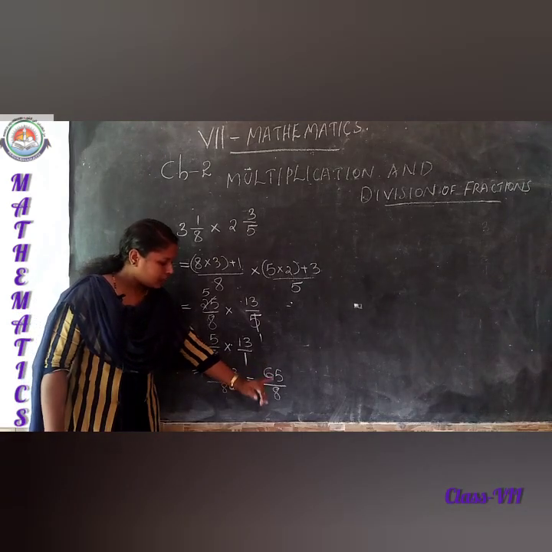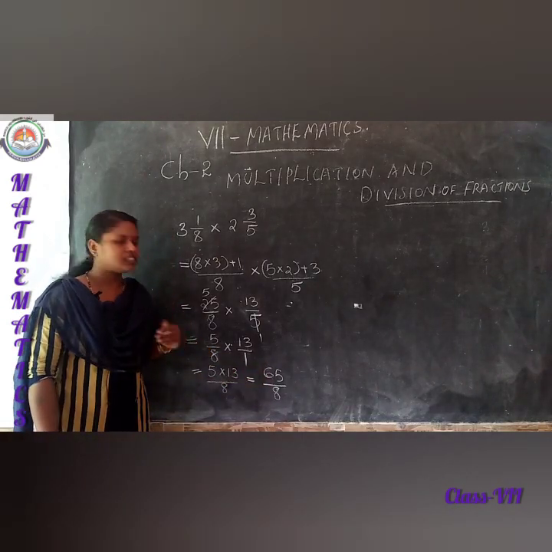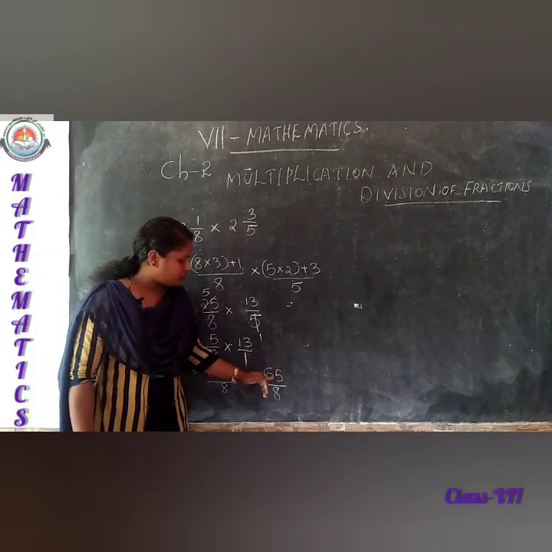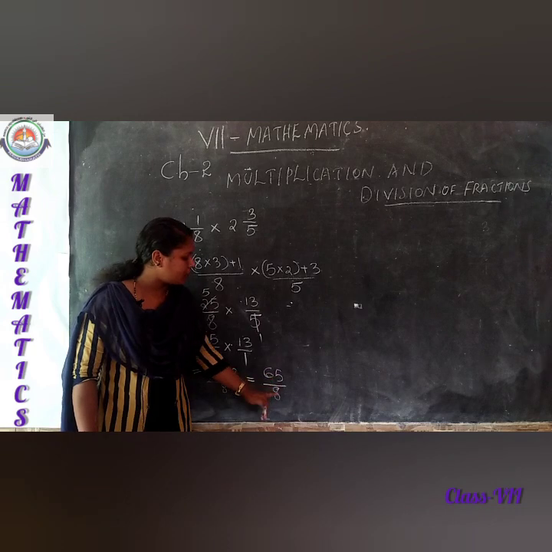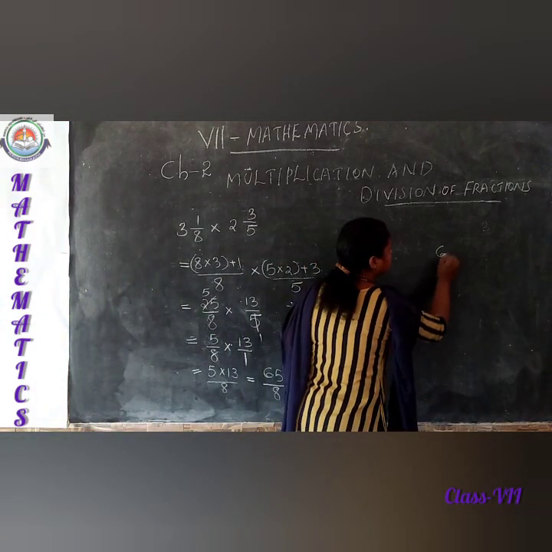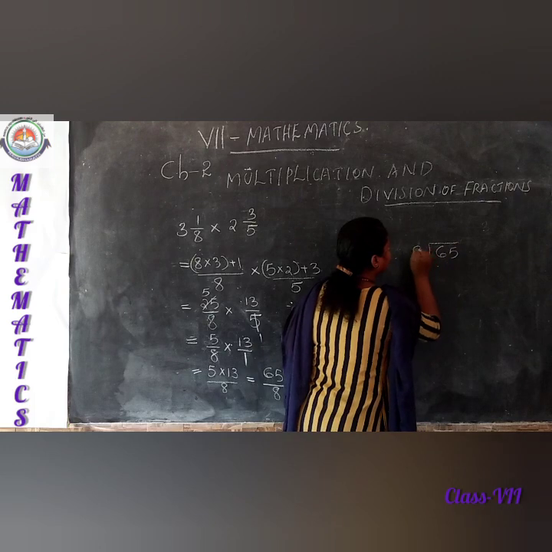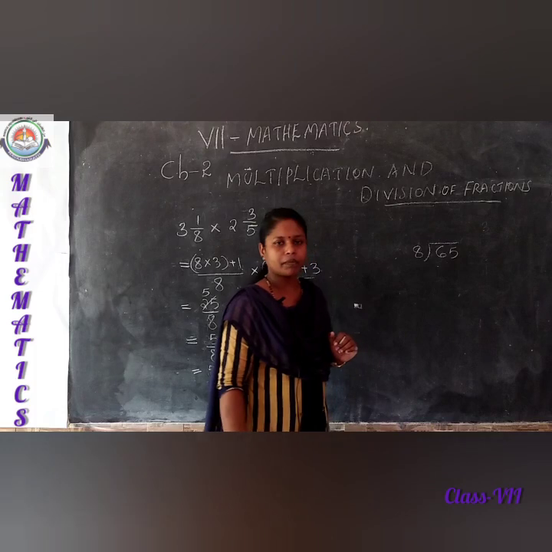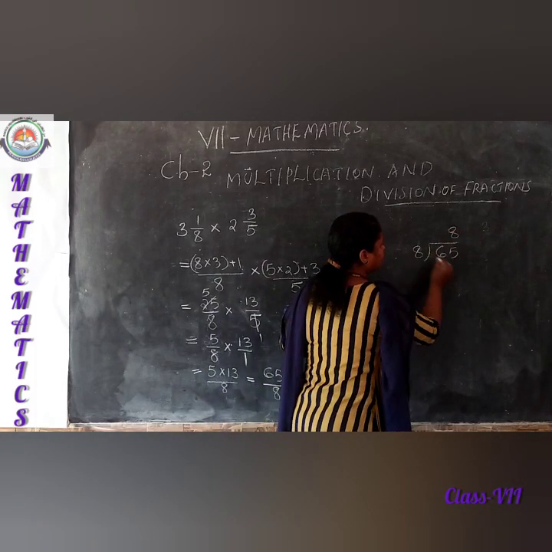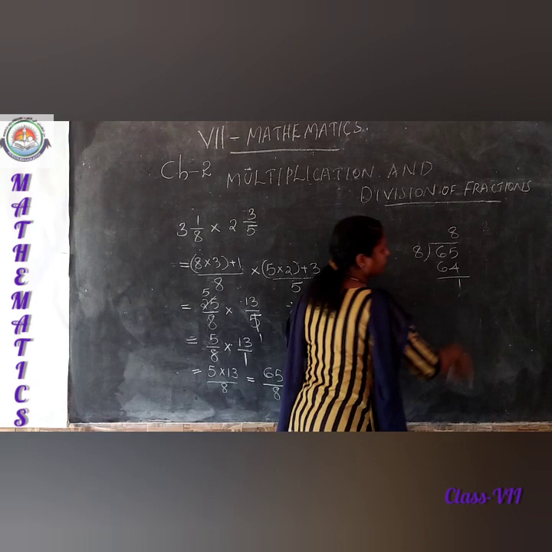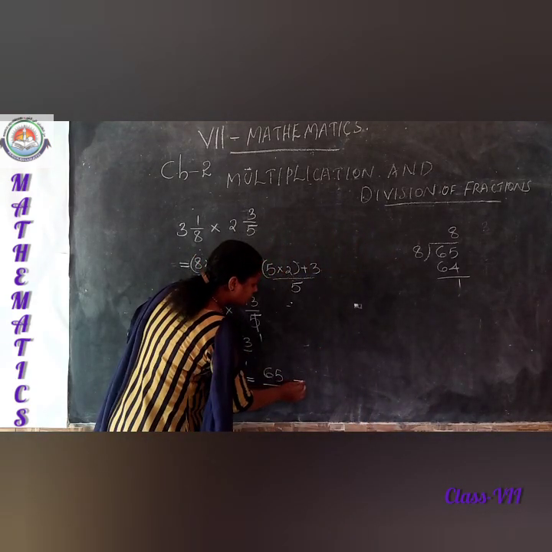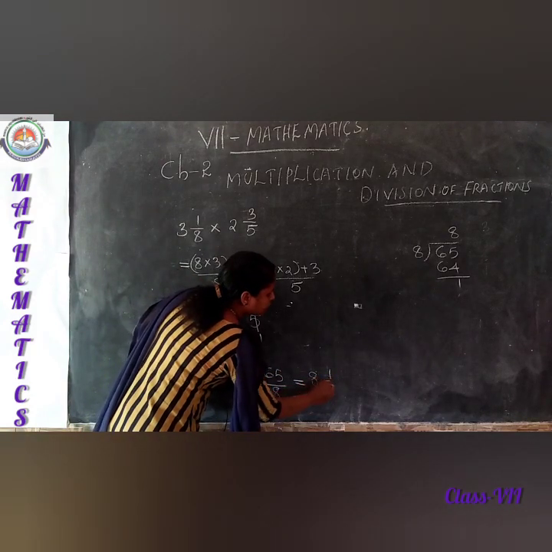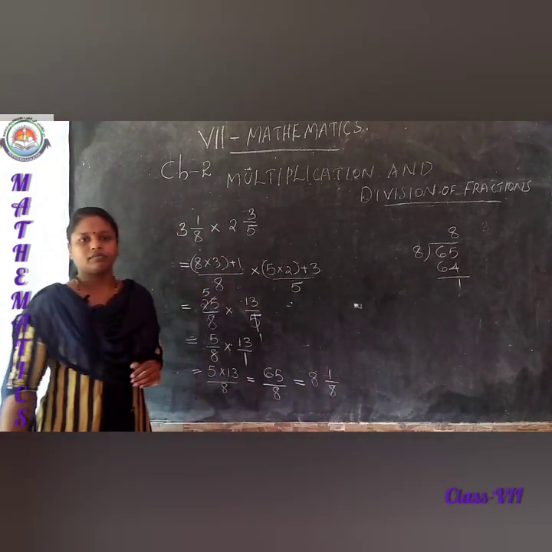Okay, it is an improper fraction. So we can change that improper fraction into a mixed fraction. That is, we can divide 65 by 8. 65 divided by 8. How many 8s are there in 65? 8. 8 into 8, 64. Remainder 1. So this 65 by 8 becomes 8 1 by 8.